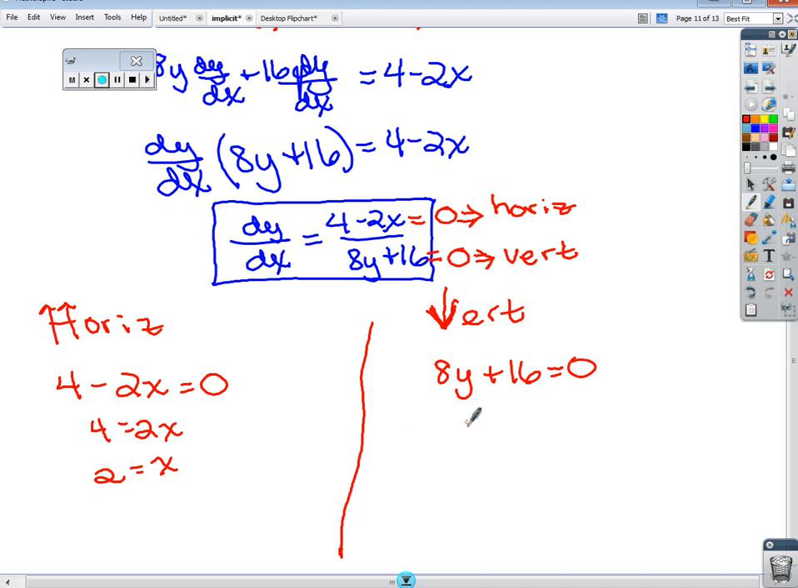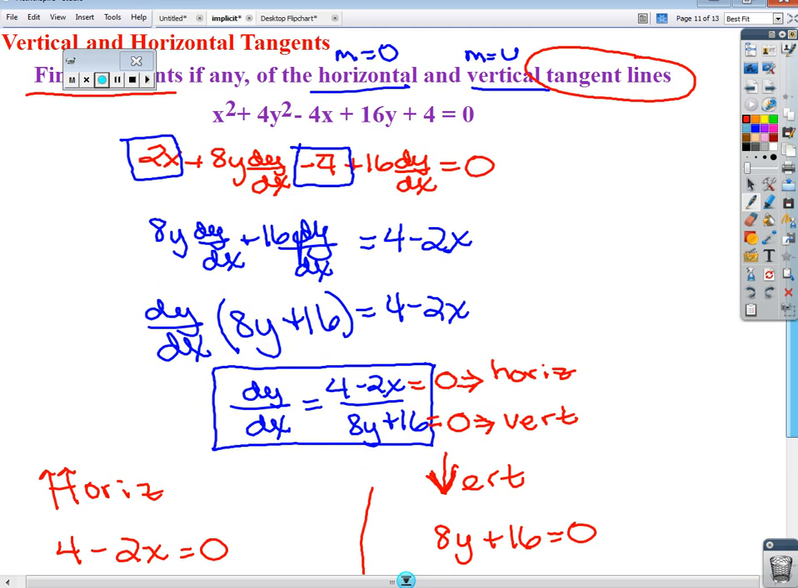Solve for y. 8y equals negative 16. y equals negative 2. Now this is the x value of where we would have a horizontal tangent line. This is the y value of where we would have a vertical tangent line. I need to take these values and plug them back into the original equation in order to find the points, because in the original question, they want the points, x comma y. And I'll do that in part 2.